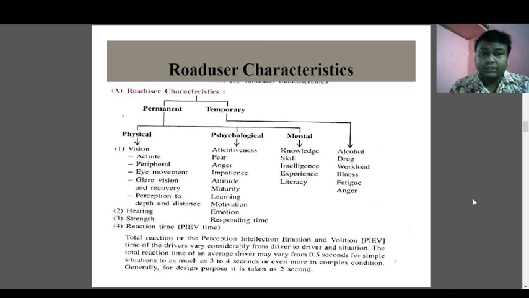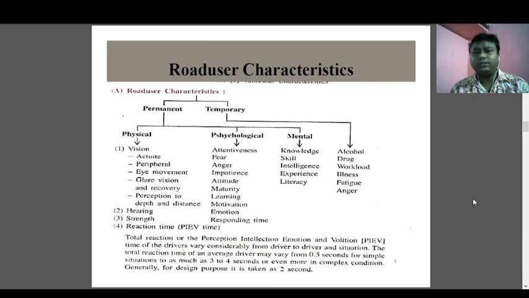Next, under the physical, there are vision, hearing, strength, and reaction time. If you remember, I have discussed in your first lectures, the introduction of traffic engineering, the PIEV theory. That is perception, intellection, emotion, and volition. It means how a driver should react when they suddenly see an object in front of them while traveling on the road. So the PIEV theory will be discussed in detail.